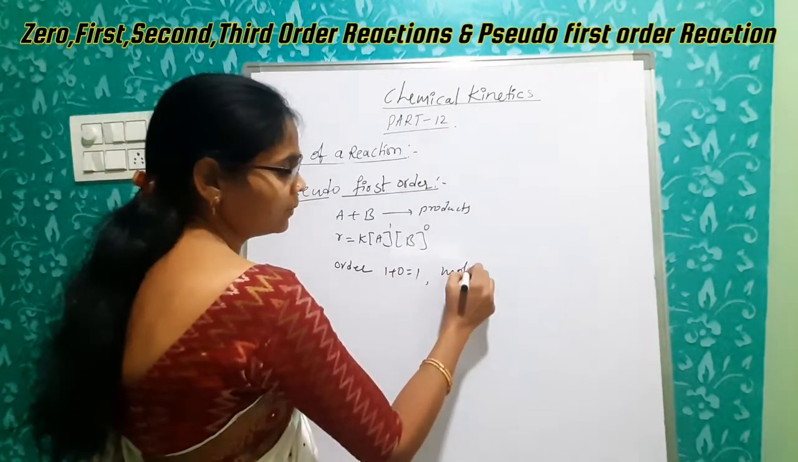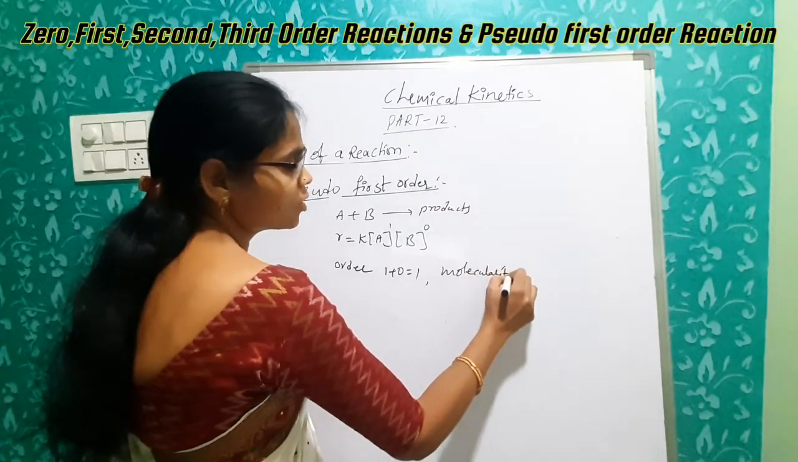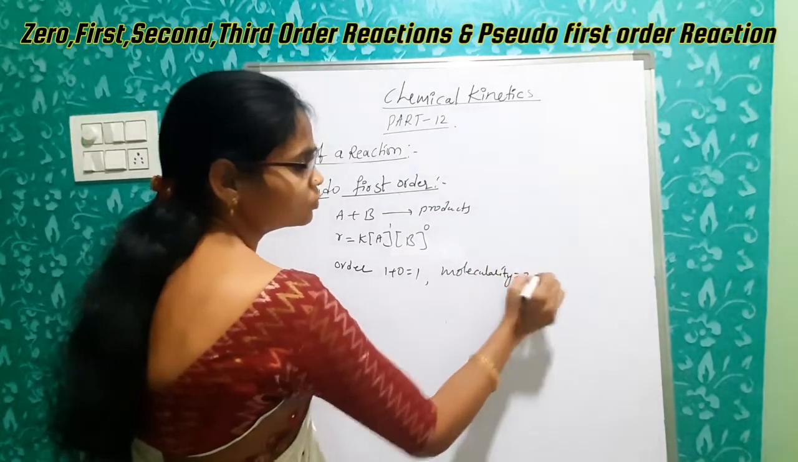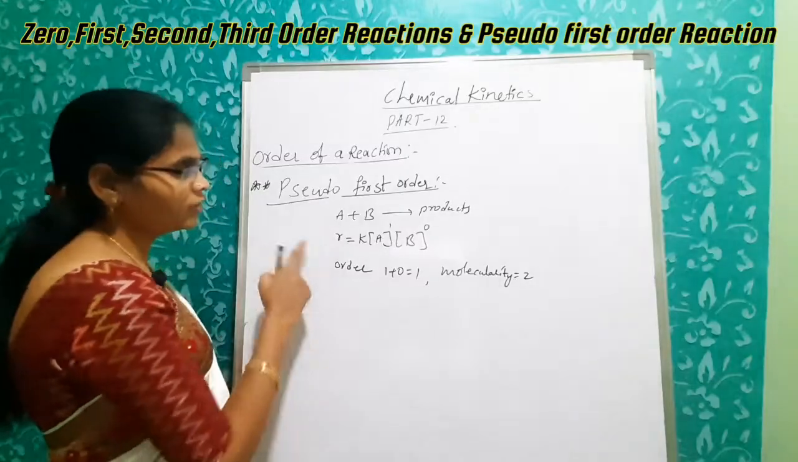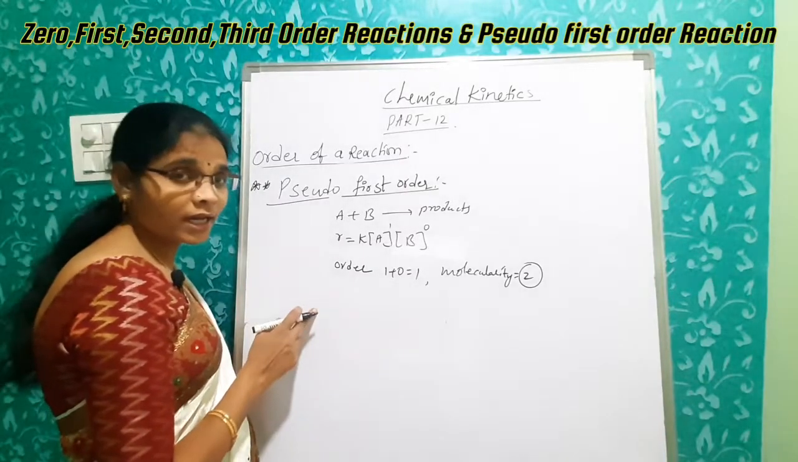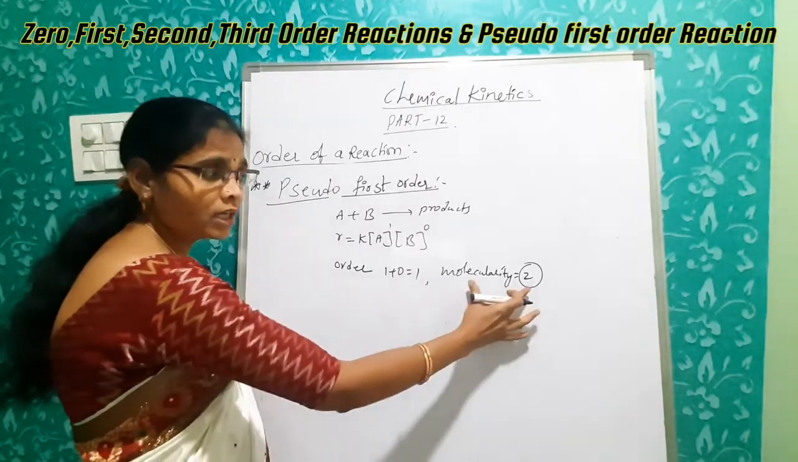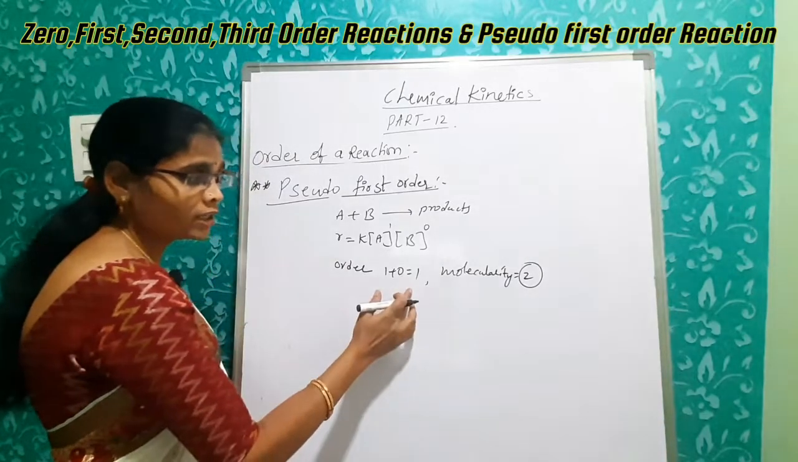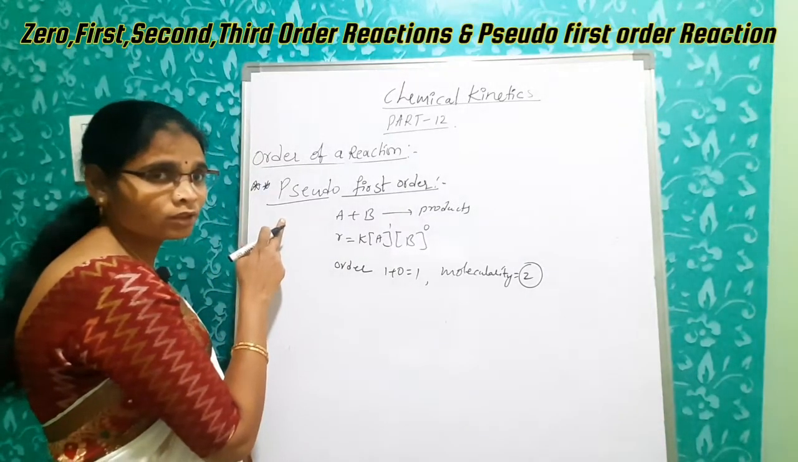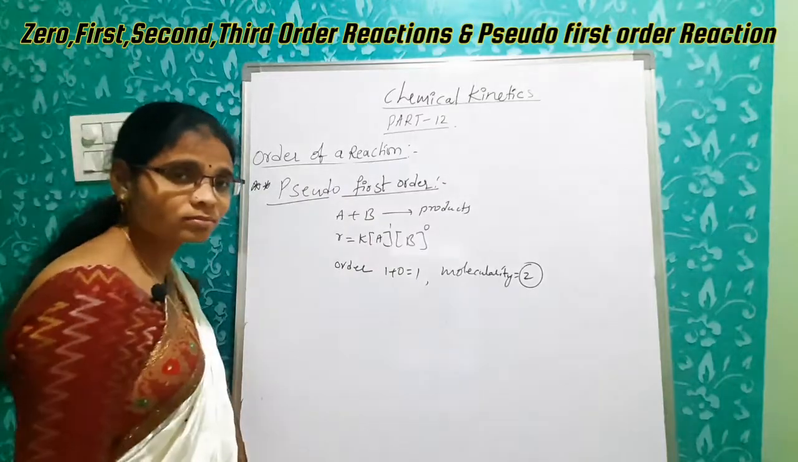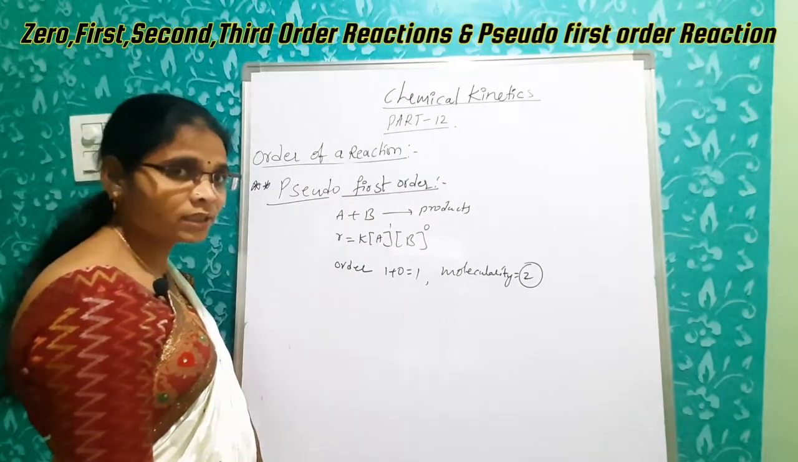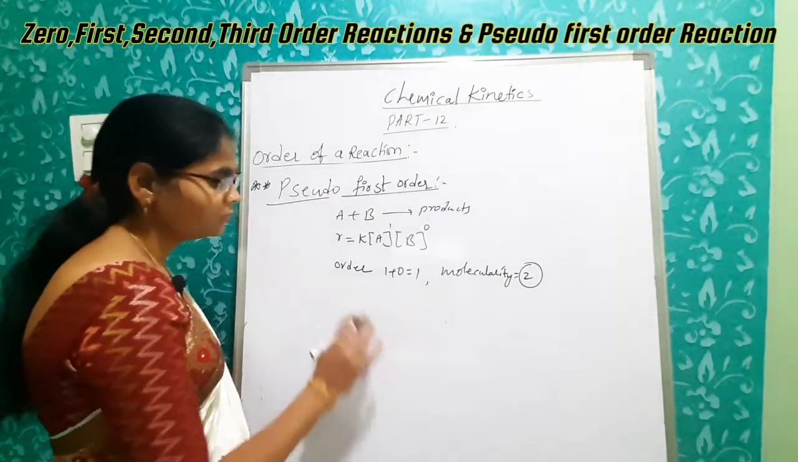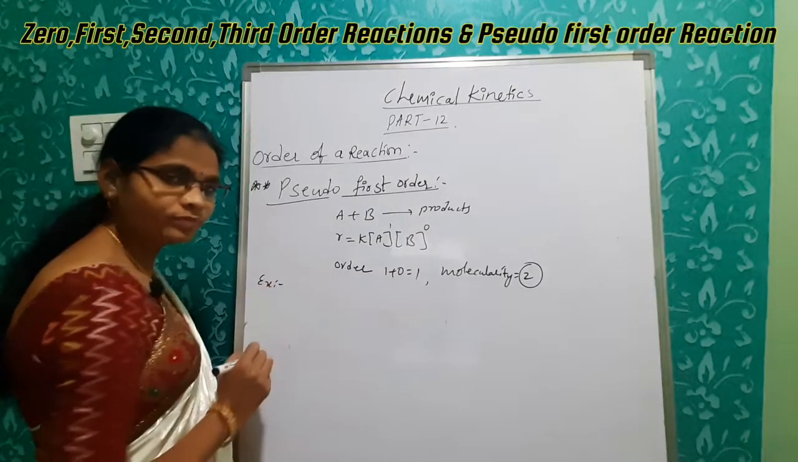But molecularity, how many molecules are involved in that? 2. How to define it? Simply, if the chemical reaction has molecularity 2 and order 1, then the reaction is said to be a pseudo first order reaction. Pseudo first order reaction. Okay.